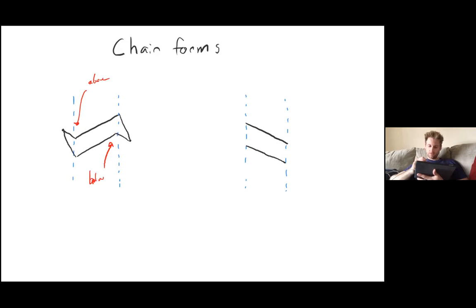Same thing on the other one: point below, point above, connect the lines, and that's going to give us our other chair. So notice that they're mirror images of each other that could be folded in on top.